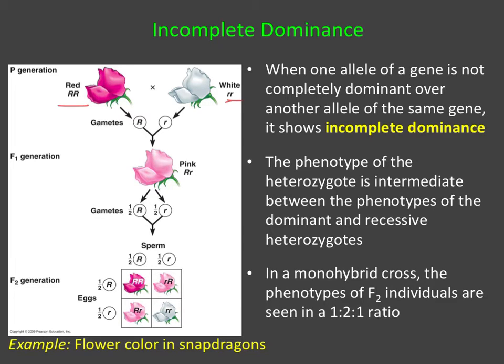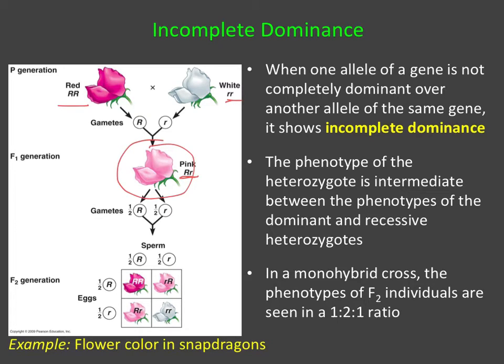There are a number of different traits that can be accounted for by incomplete dominance, but the most well-known example is flower color in snapdragons. You can think, oh my gosh, what if Mendel had used snapdragons to do his research instead of those lovely true-breeding pea plants? When you breed a red flower with a white flower in snapdragons, you end up getting an F1 that's pink. So the heterozygote is a pink flower.